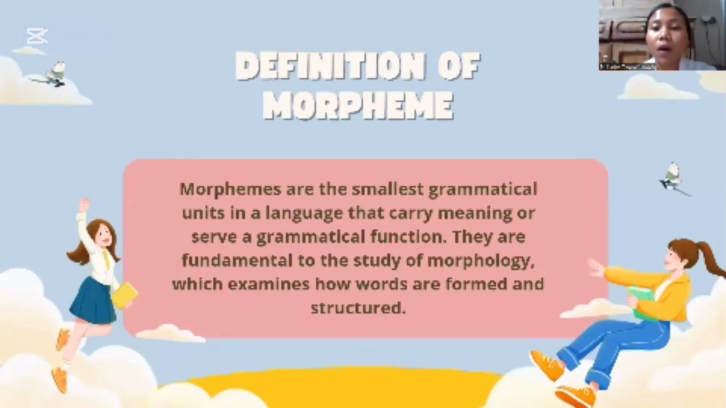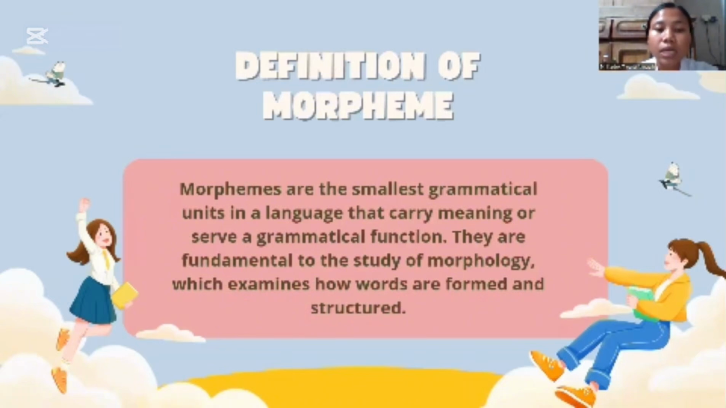Morphemes are the smallest grammatical units in a language that carry meaning or serve a grammatical function. They are fundamental to the study of morphology, which examines how words are formed and structured. A morpheme can be defined as a minimal unit of meaning or grammatical function. It cannot be divided into a smaller meaningful part without losing its significance.